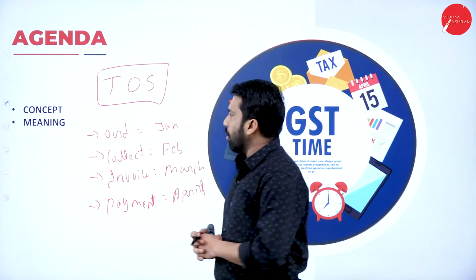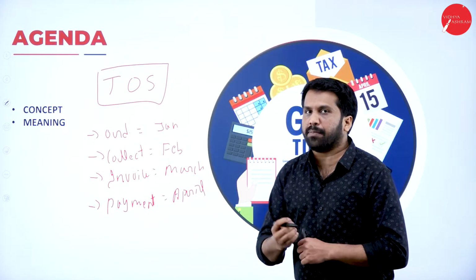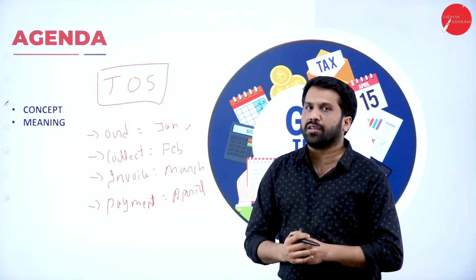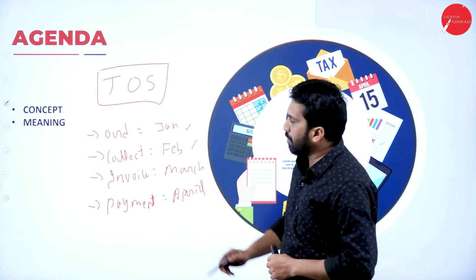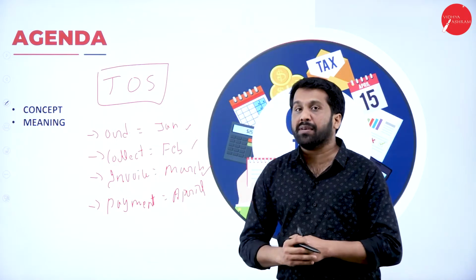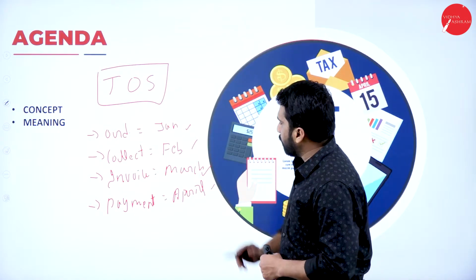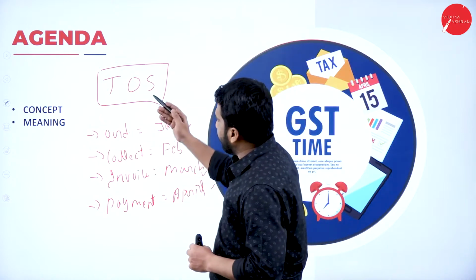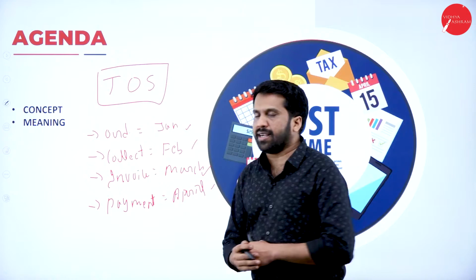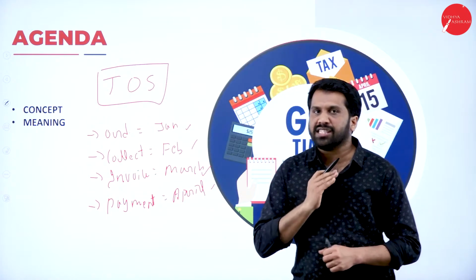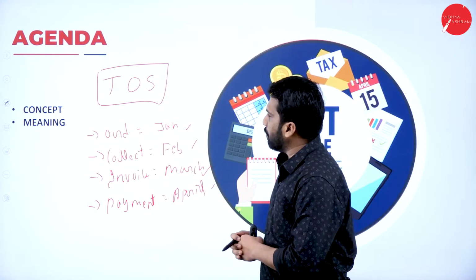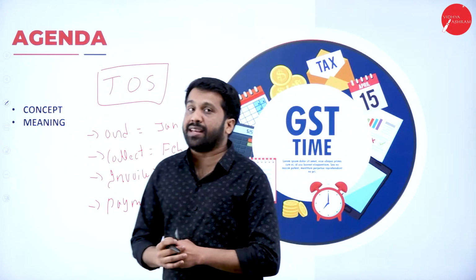See, when did you order for the unit or product? It is in the month of Jan. And when did you collect your goods? In the month of Feb. When is the invoice made? In the month of March. When is the payment done? In the month of April. Now, all this information we have: Jan, Feb, March, April. But how to calculate tax?